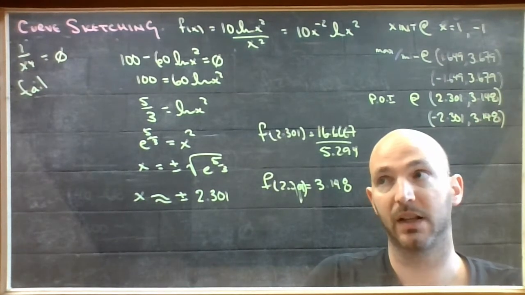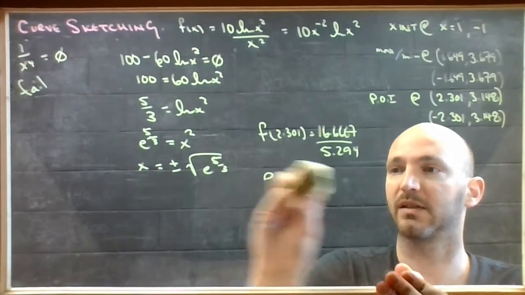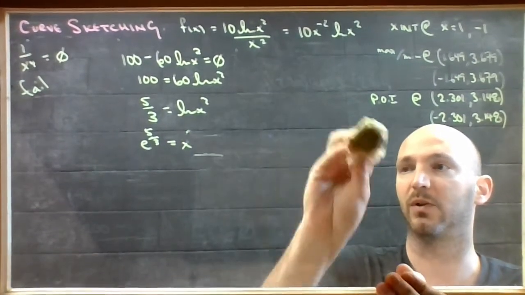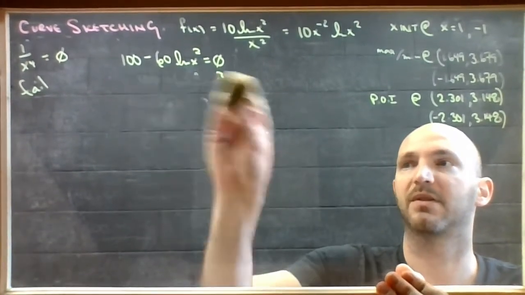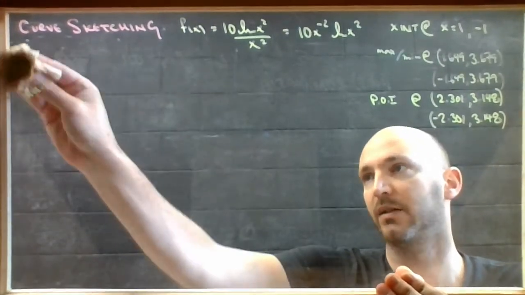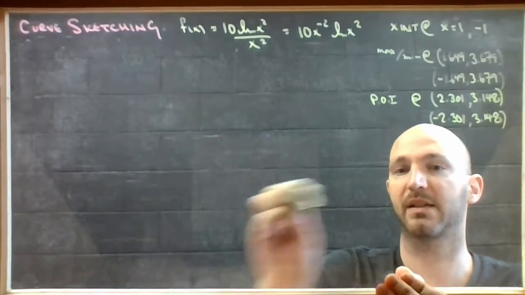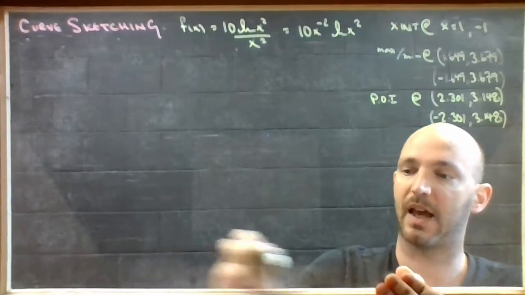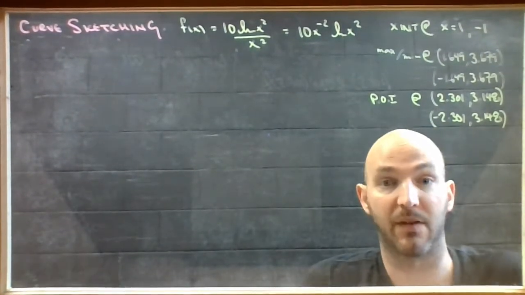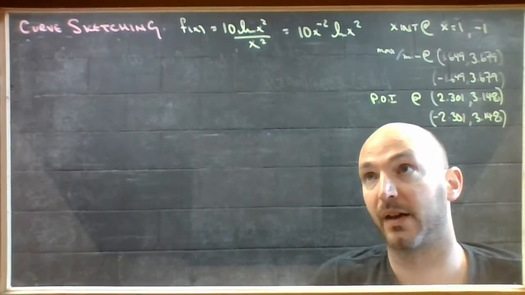Alright, so I've got a list of features forming. It's just a few more left to go. So I've done intercepts, I've done max-mins, I've done point of inflections. That leaves me with domain/boundary errors and end behaviors. And then I should have everything I need in order to sketch this function.